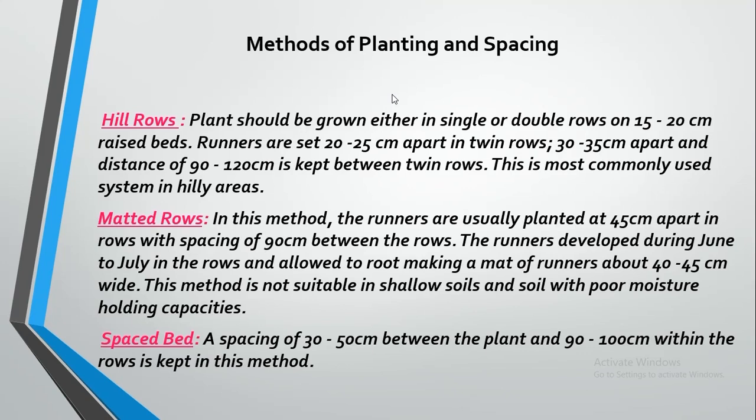The next is matted row. In this method, the runners are usually planted at 45 centimeter apart in rows, and the spacing between the rows is 90 centimeter. So this method is not suitable in shallow soil and soils with poor moisture holding capacities. Next is spaced bed. Plant to plant distance of 30 to 50 centimeters is maintained and 90 to 100 centimeter within rows.